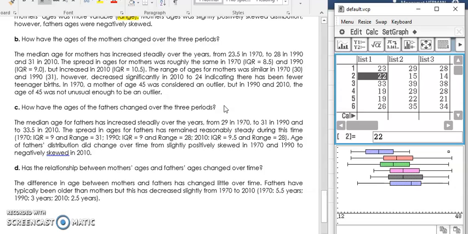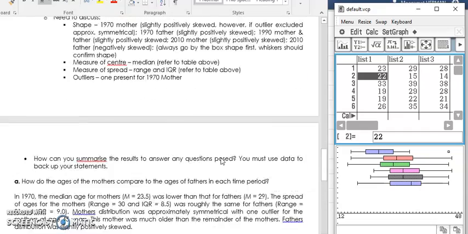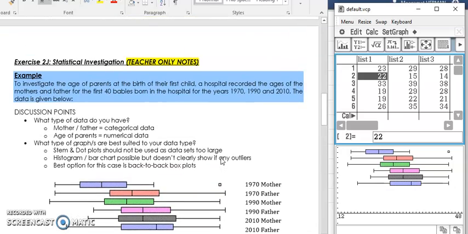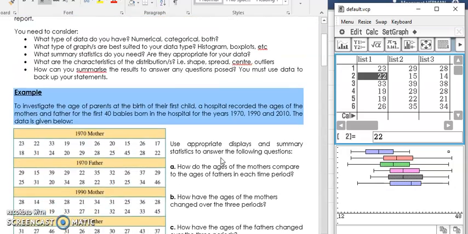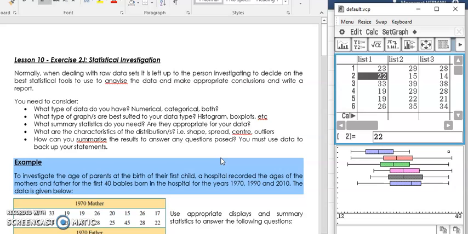This is pretty much the template to it. Obviously, when it comes to the SAC, you'll be given a different set of data. But you'll notice that the template is going to be the same. So this concludes exercise 2J, the stat investigation.